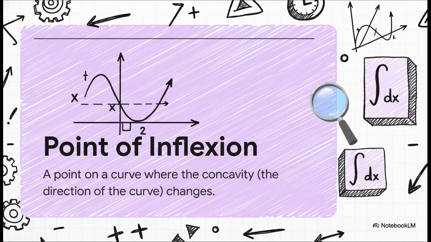And this accelerator, the second derivative, it helps us find really important special points on a graph. One of the key ones is called a point of inflection. You can think of it as this one specific spot on a roller coaster track where the curve switches from being a dip to being a hump. It's the exact point of change.